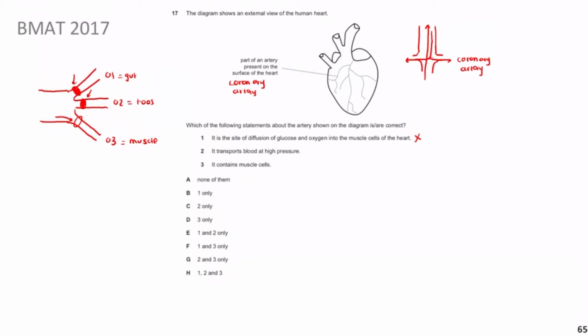Yeah, because remember, arteries are closest to the heart. The vessels which come immediately after the heart are going to have high pressure, and then as you go along the tree, you get lower pressure until you get to the veins, where the pressure is really quite low. So it transports blood at high pressure, and that's true because arteries are close. Arteries have high pressure, veins have low pressure, and then it contains muscle cells, and that's also true.